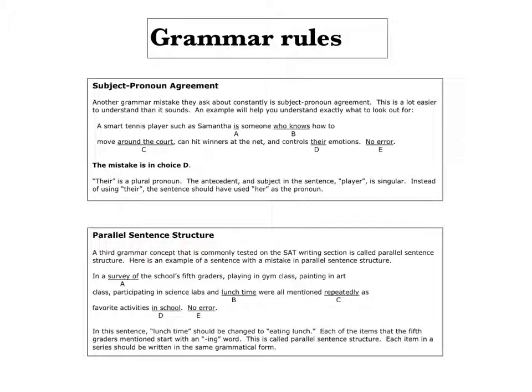Parallelism is another one. You want to make sure that the subject and rest of the phrase go in the same order, essentially. So in the example, in a survey of the school's fifth graders, playing in gym class, painting in art class, participating in science, and lunchtime were all mentioned repeatedly as favorite activities. Lunchtime is not parallel to the other verbs, right? Playing, ing, right? Painting, ing. Participating, ing. You would have to make the lunchtime ing. Right? You could say eating lunch, for instance. That would be parallel verbs.